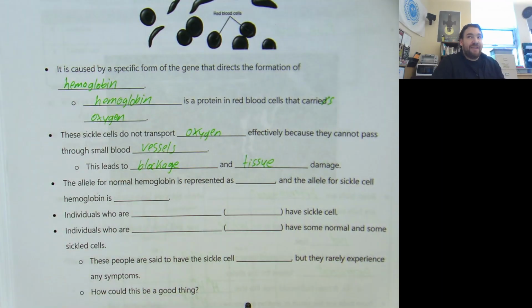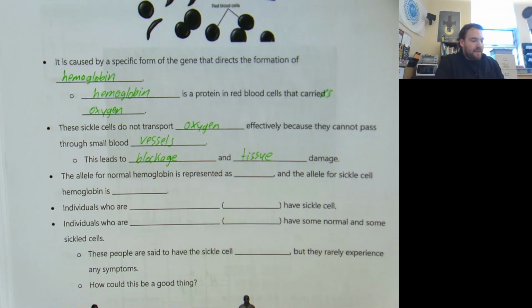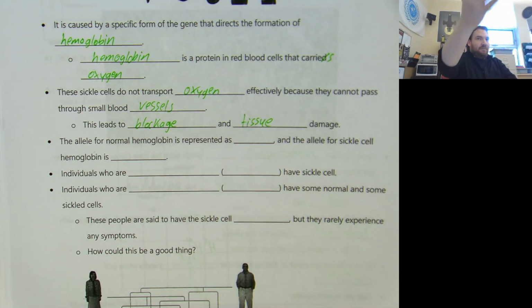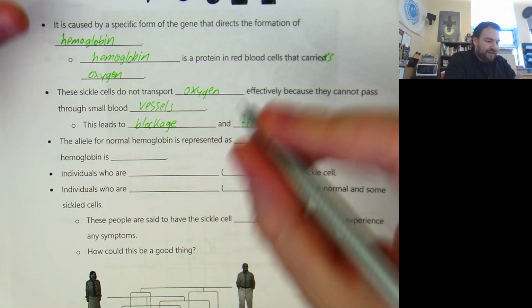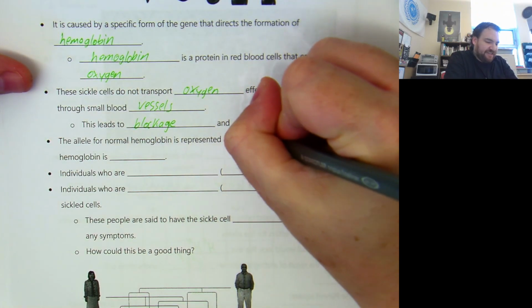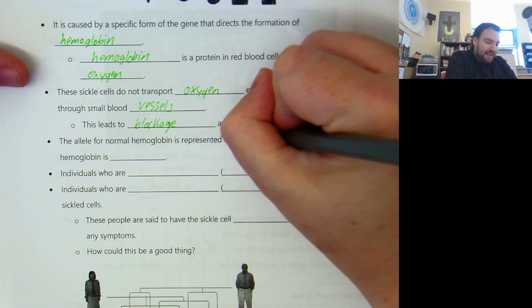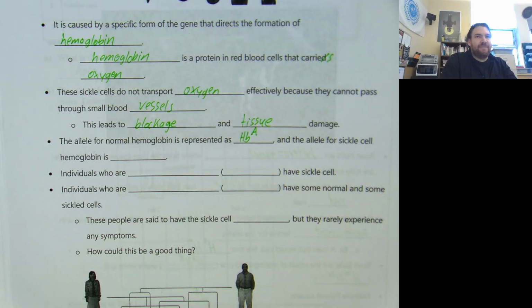Tissue damage. If that vessel happens to be in your brain or in your heart, it can lead to what's called a heart attack or a stroke. So there's all sorts of wonderful side effects to sickle cell anemia. All sorts of things can go wrong. The allele for normal hemoglobin, so if you don't have sickle cell anemia, is expressed like this. It's two letters, HB, with a capital A. I don't know why they chose the letter A, but they did.